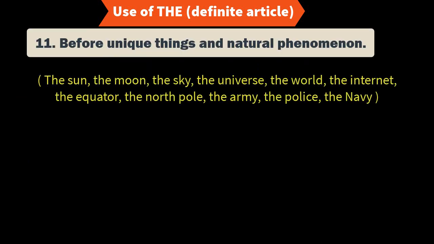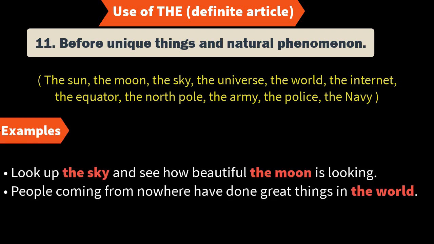Okay? Next rule. We also use the before things that are very unique or are sort of supernatural, right? Like the sun, the moon, the sky, the universe, the world, right? Look up the sky and see how beautiful the moon is looking today. Look up the sky, not look up our sky or look up and sky. And see how beautiful the moon is looking today. People coming from nowhere have done great things in the world, right? So before all these words, we use the.